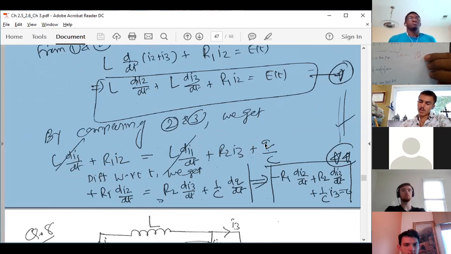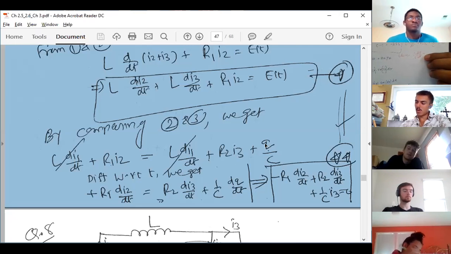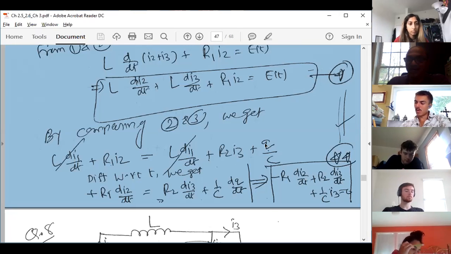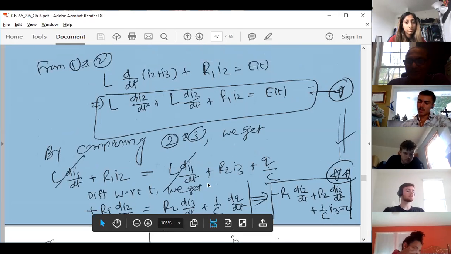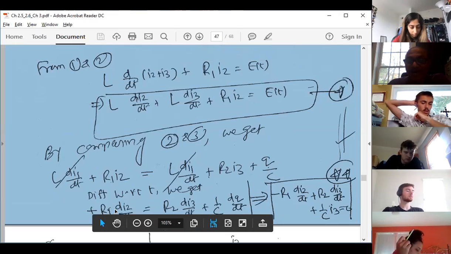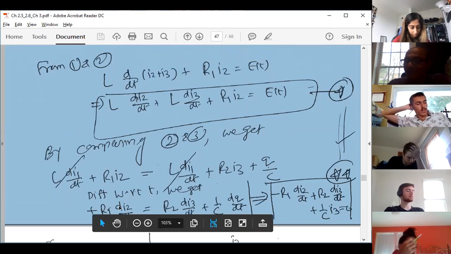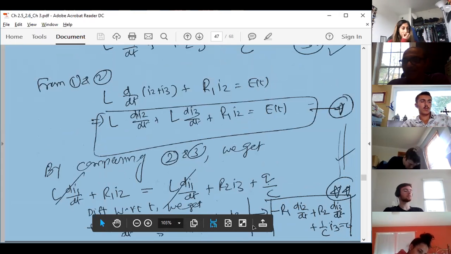Are you getting me, guys? Yes, sir. Okay. So di2 by dt is equal to this one. And that is nothing but negative R1. And now I don't want R1 di2, I want negative R1 di2. Just multiply throughout by negative sign. If you multiply by negative sign, negative of R1 di2 by dt plus R2 di3 by dt plus 1 over C times I3 equal to 0. That is the required equation, second equation. And we are done.